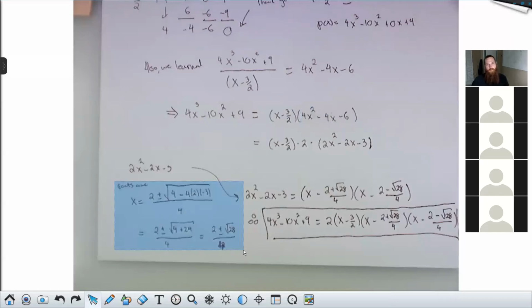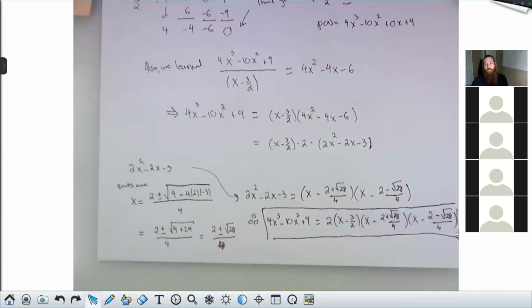Here we were unlucky. We had to check quite a few things with synthetic division before we found this. And then we needed the quadratic formula for this. But nevertheless, we persevered. Here is our fully factored form. You could leave it like this, or if you wanted to, you could distribute the 2 across this guy. But you don't have to. And certainly you don't want to multiply all of this back out.